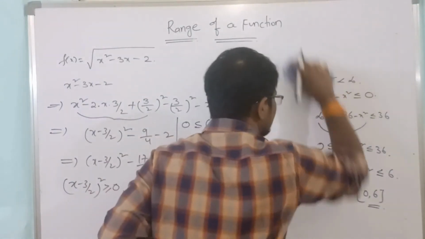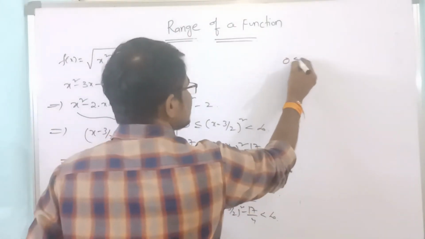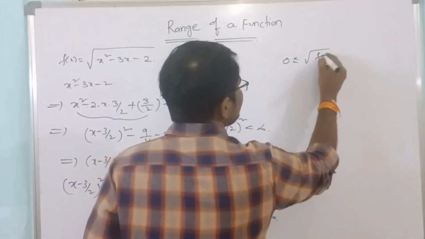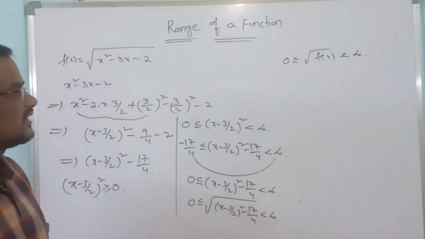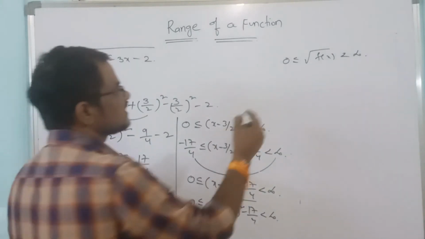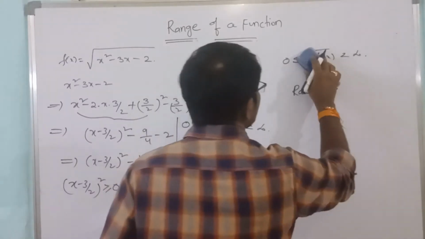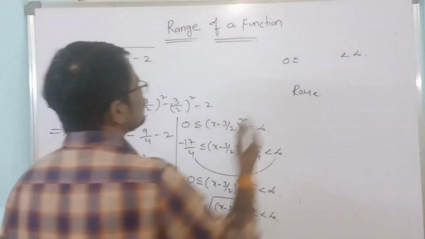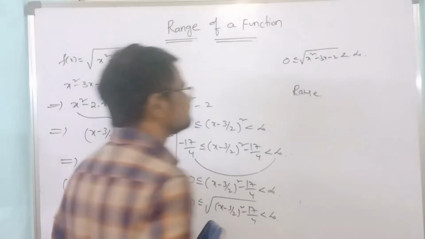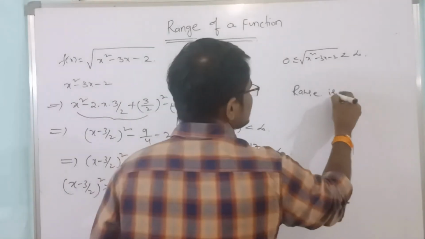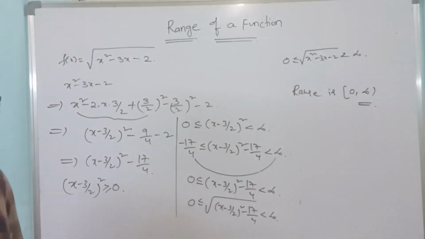Now you can write it as 0 less than or equal to root f of x less than infinity, right? Now what is the range of this function? Range is like this, you have to take. So root of x² minus 3x minus 2. Now the range of this function is the closed interval 0 to infinity, right?